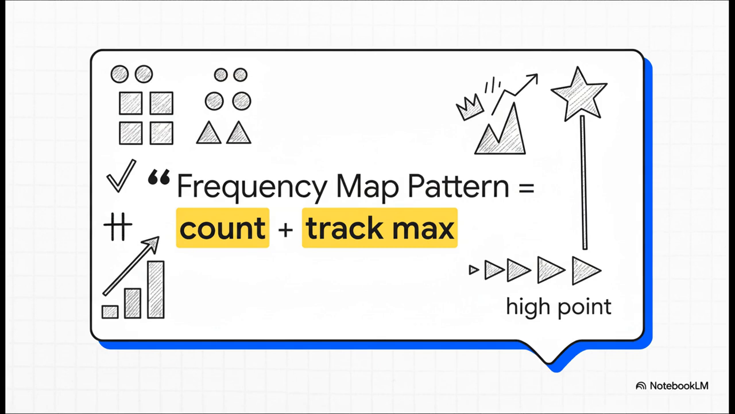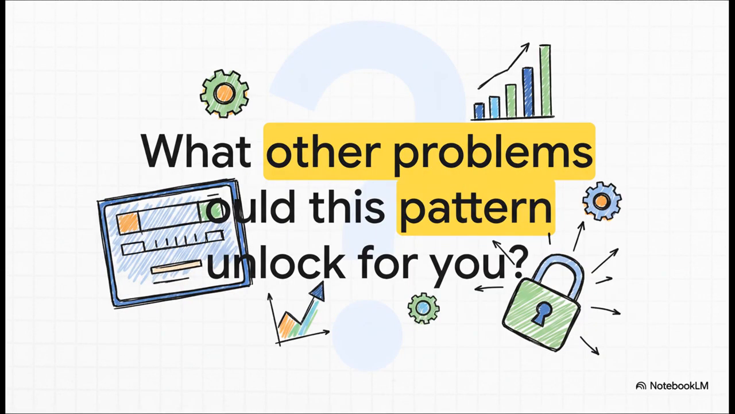So if you only remember one thing from all of this, let it be this. The frequency map pattern is really just 2 simple steps mashed together. You count the frequencies of things and you track the maximum as you go. Count and track max. That is the whole shebang right there. So at the end of the day, what this pattern really represents is a huge shift in your thinking. It's about going from finding just any answer that works to finding an answer that's actually efficient and elegant. So I'm going to leave you with a question to chew on. Now that you have this scoreboard in your toolkit, what other kinds of problems do you think you could solve with it?